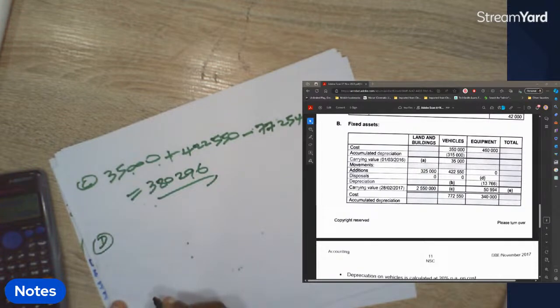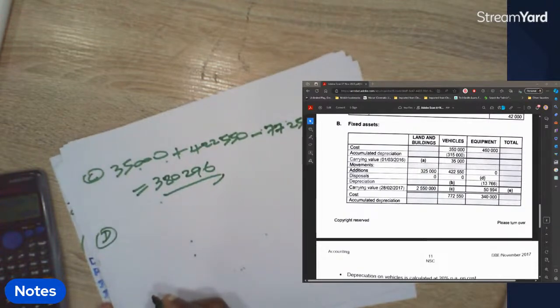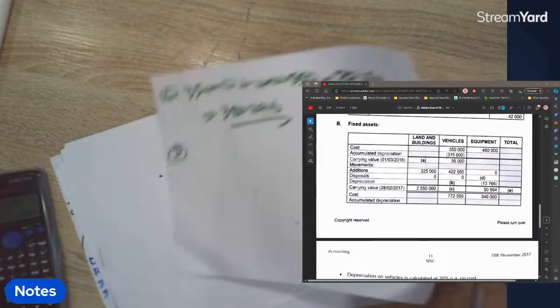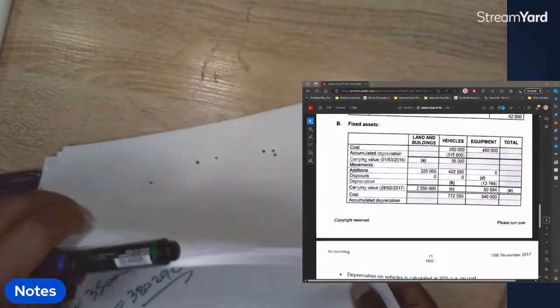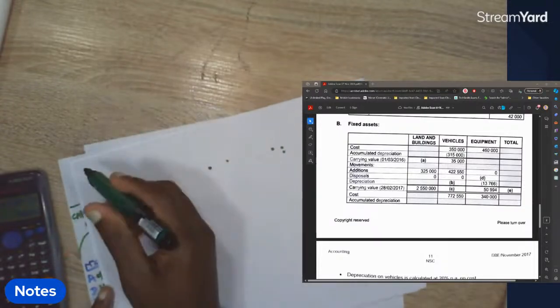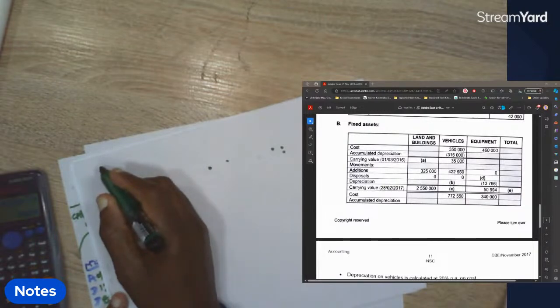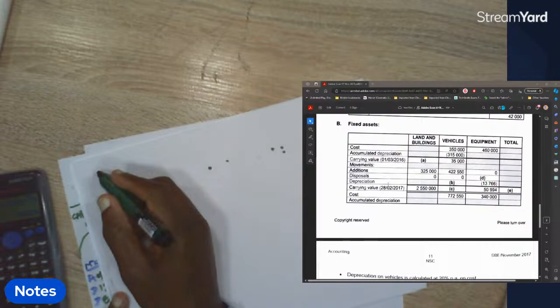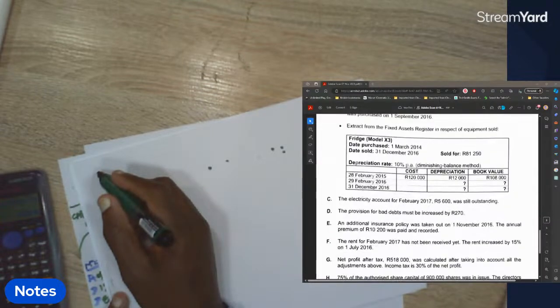Okay, let's go to D. How to calculate D? D is very easy. It's on equipment, right? It's a table again, that one, right? It's a table. Okay, let's draw the table. So there's a table here. Let's show them on page 11, that table, in the table on page 11.